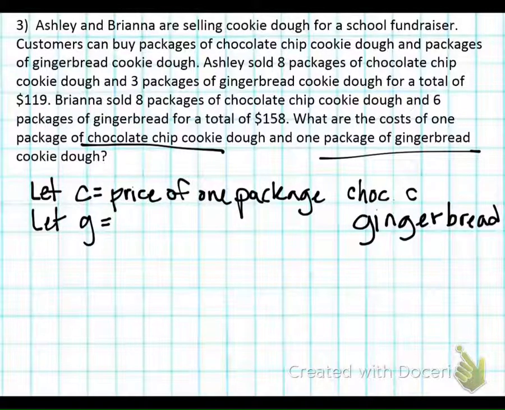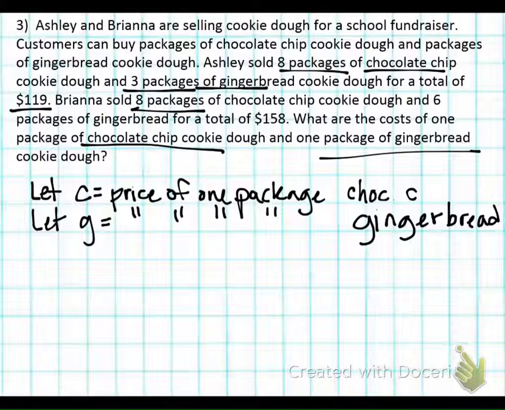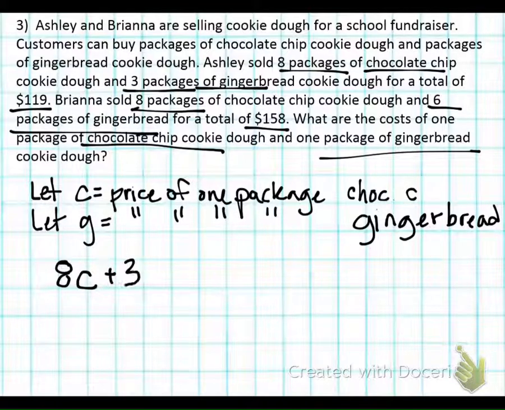Okay, so this is all the same. The price of 1 package of gingerbread cookie dough. Okay, my 2 equations that I would get from this information: Ashley sold 8 packages of chocolate chip, 3 packages of gingerbread, and she made 119. So that gives me 8 times the price of 1 package of chocolate chip cookie dough plus 3 times the price of 1 package of gingerbread cookie dough is equal to $119.